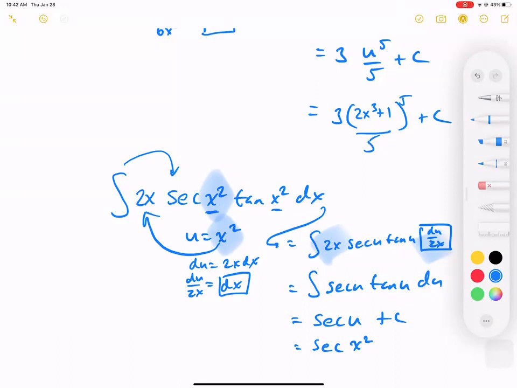Yes, sir. Do we not put the plus C at the end? Yes, you put the plus C. Yeah, that was what I asked. Yes, I just forgot to write it. Okay. You're right. So whenever it's an indefinite integral, you always have to write a plus c at the end.